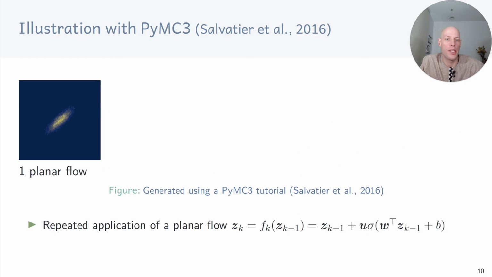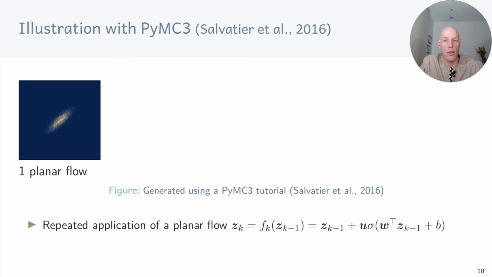Let's have a look at an example. We start off with a standard normal distribution and repeatedly apply a planar flow to this base distribution. The planar flow has a residual structure. It takes the previous random variable and adds a nonlinear transformation to it. Basically, this nonlinear transformation is a linear model squashed through a sigmoid.